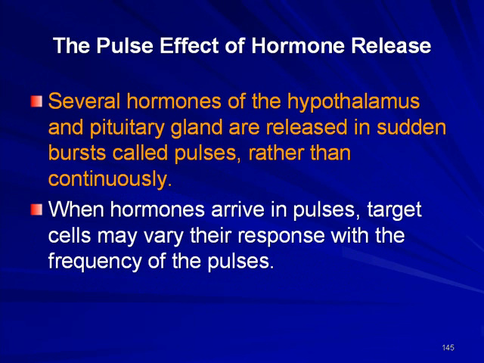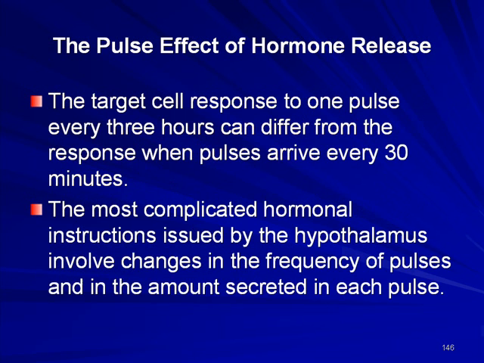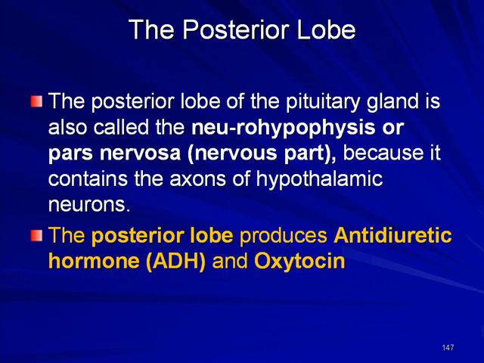Several hormones in the hypothalamus and the pituitary gland are released in sudden bursts. These bursts are referred to as pulses rather than continuously. When the hormones arrive in a pulse, the target cells may vary in their response and in the frequency of the response. Target cells' responses to one pulse every 3 hours are different from the responses you may see if it arrives every 30 minutes, or if the hormone is secreted at a much lower level on a more continuous basis. The most complicated hormonal instruction is issued by the hypothalamus and involves changes in the frequency of these pulses and the amount secreted by each pulse.